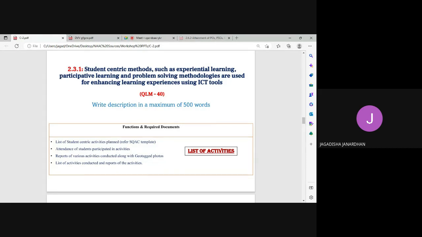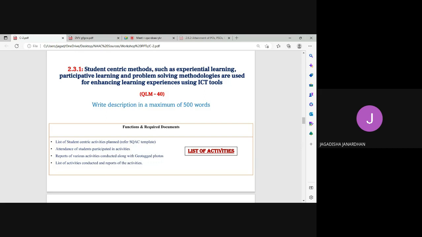This portion has to be mentioned: how the process will be designed before selecting a topic for these types of student centric methods, how the teachers will prepare, how the classes will happen, and what was the impact of that. That needs to be mentioned in 300 words minimum, I feel. And for another 200 words, we should concentrate on what ICT tools will be used at the time of teaching the students.